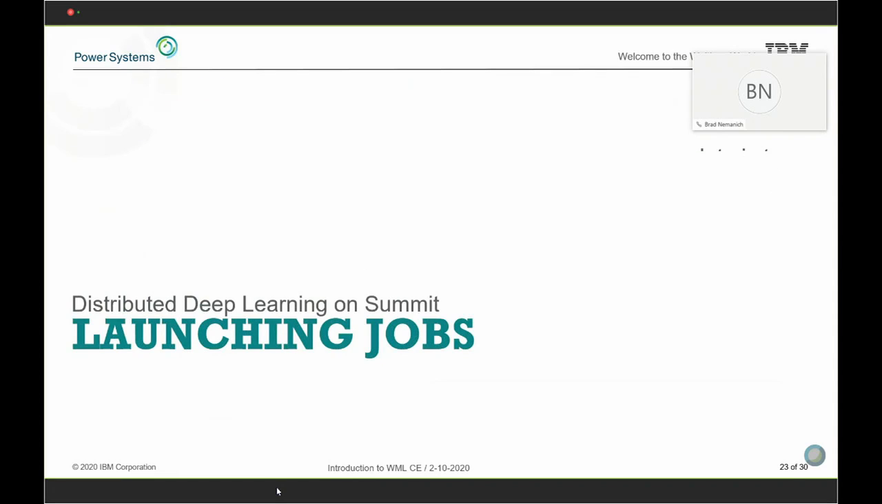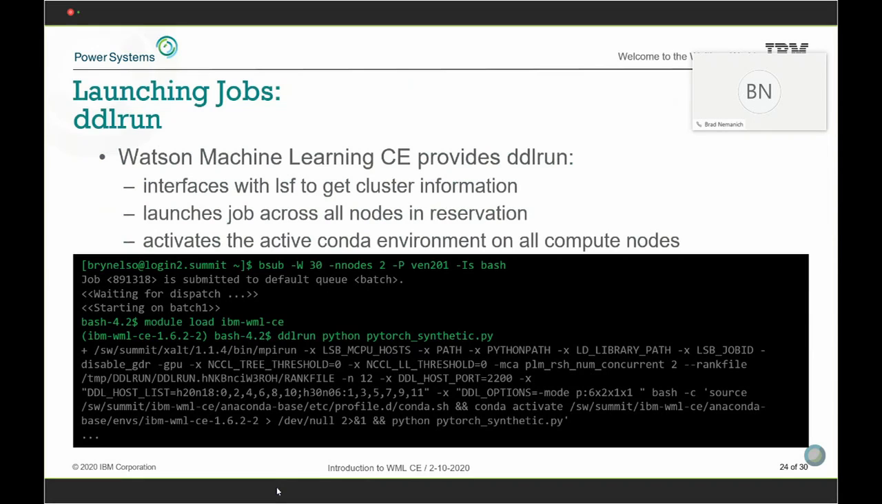All right. And now, once you've modified your script, once you've handled your data, the next step is launching the jobs. In WML-CE, we provide a tool called DDL Run, which is there to facilitate the launching of these jobs. There's specific hooks, specific functionality in there for Summit. Specifically, DDL Run will interface with LSF to get information about the cluster, and then use that information to launch the job across all nodes in your current reservation.